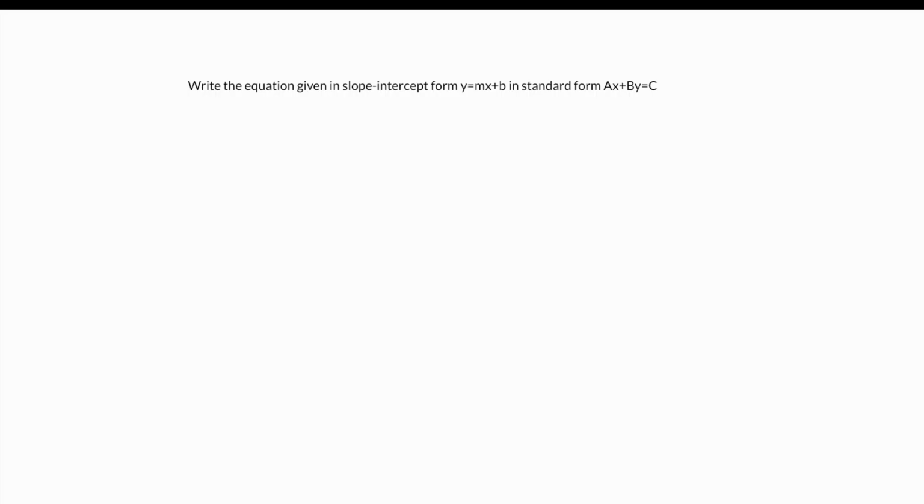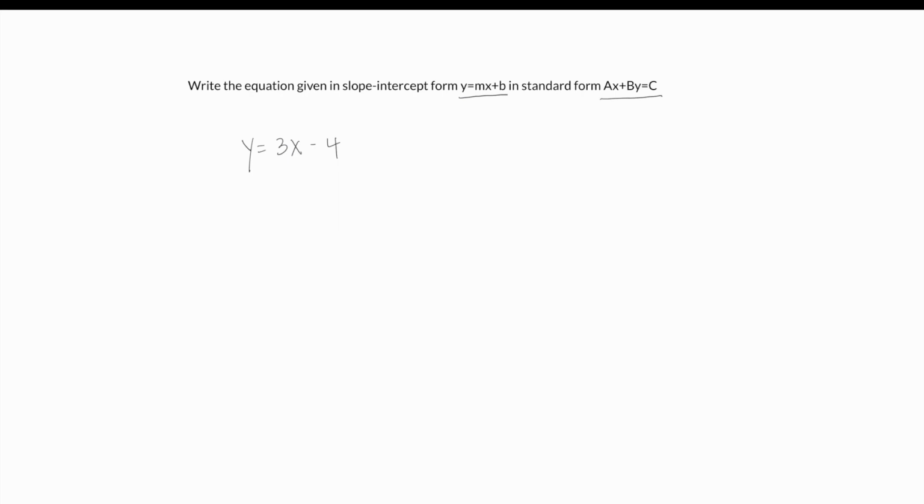Write the equation given in slope-intercept form, y equals mx plus b, in standard form, ax plus by equals c. A question like this will provide you with an equation in slope-intercept form. It will look something like this: y equals 3x minus 4. And all you need to do is change that and make it look like the standard form, ax plus by equals c.